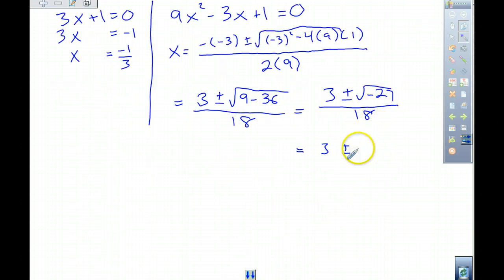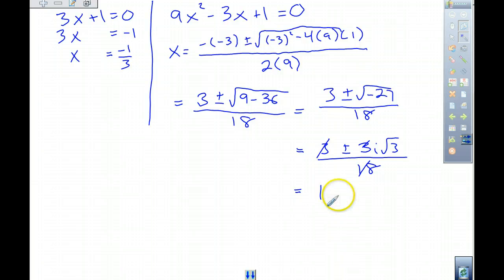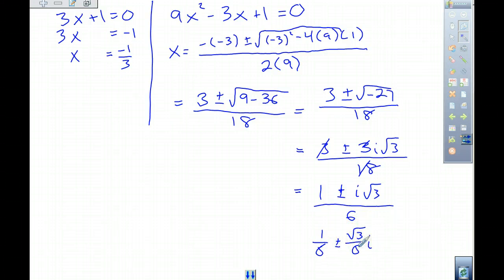What does root 27 reduce to? And of course, reduce all these by 3. 3 goes here. That's 1 plus or minus i root 3 all over 6. So there's our other 2 complex roots. Could say it's 1/6 plus or minus root 3 over 6 i.